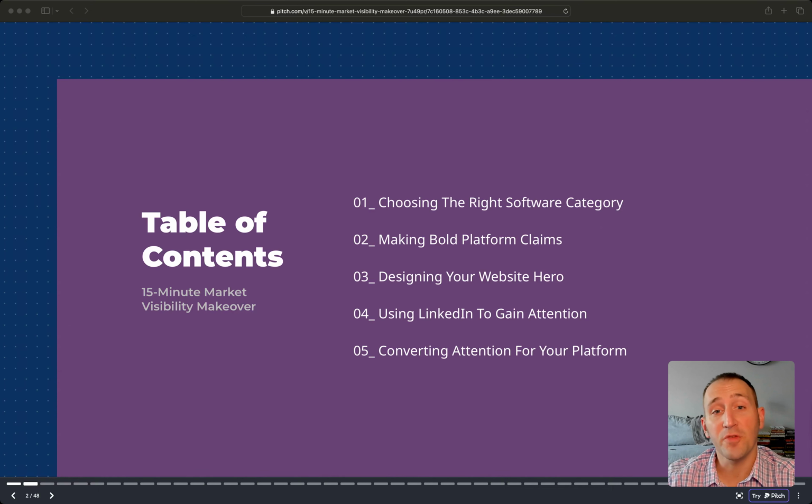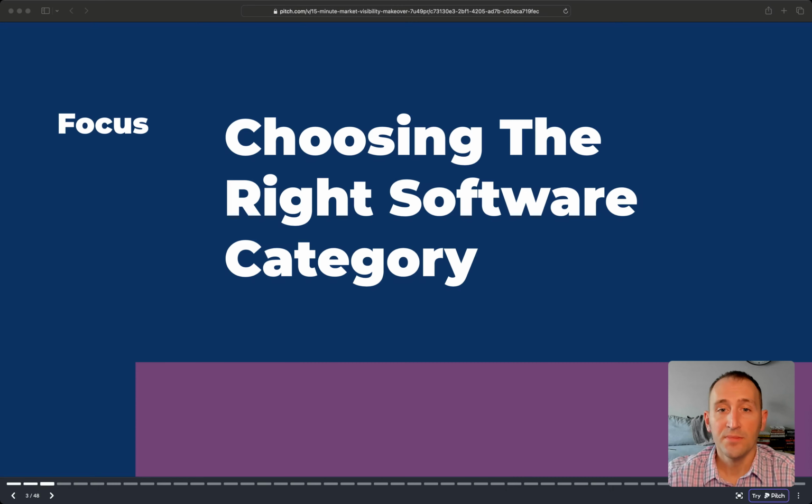This series is 5 short videos that share best practices on launching your SaaS MVP, or minimum value product, so you can get your SaaS platform visibility in the world and see how the market reacts to what you have to offer. In this first chapter, let's talk about the idea of determining the right software category for your brand.